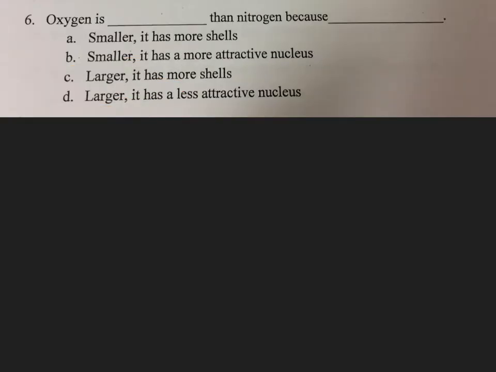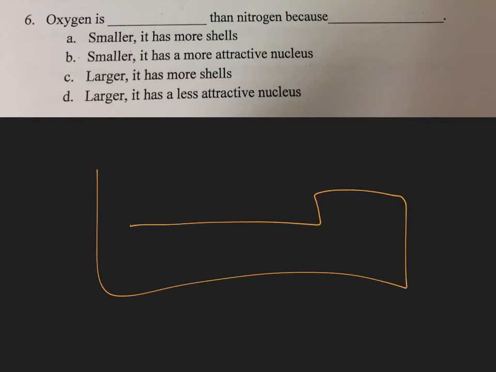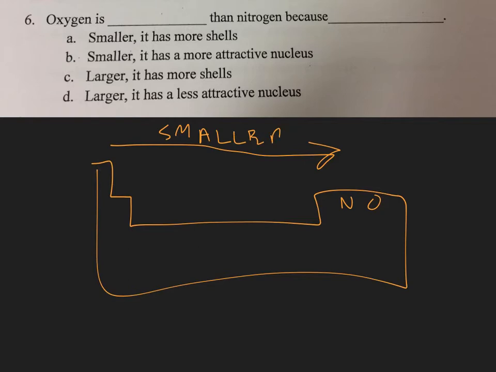And oxygen is smaller than nitrogen because, now we're talking about going across and comparing nitrogen, which is here, to oxygen, which is here. You have to know the trend in radius as you go from left to right. As you go from left to right, atoms tend to get smaller, and they get smaller because as you add protons to the nucleus, it becomes more attractive. That doesn't mean the nucleus is better looking. It means that it has more protons to pull on the electrons, so the atoms get smaller.